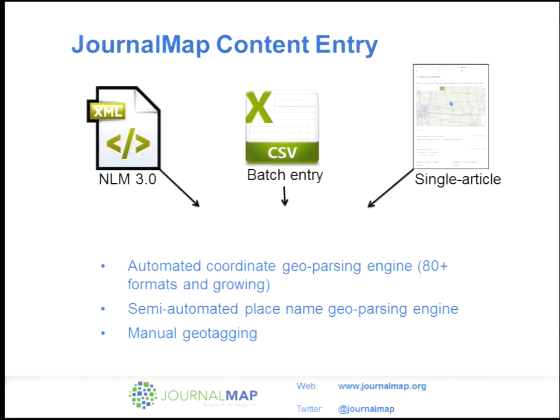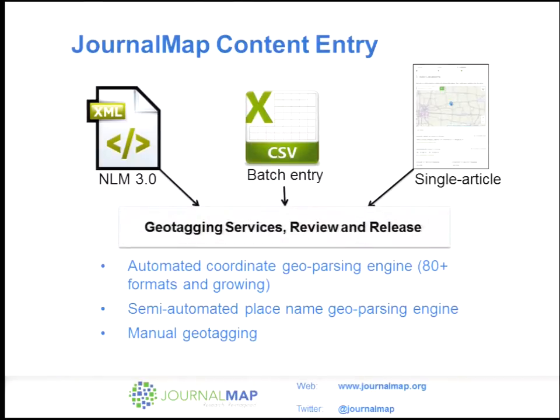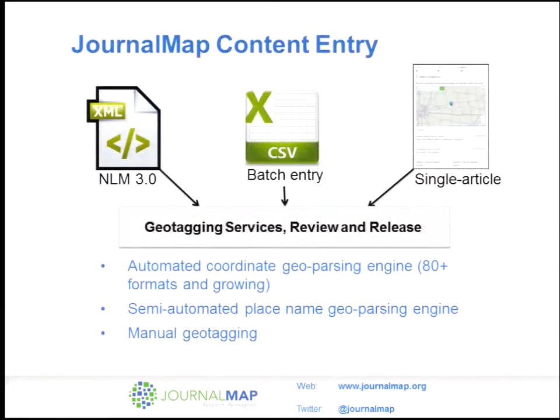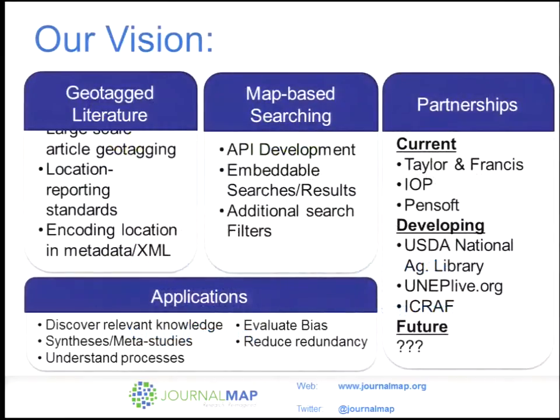So our vision with JournalMap is to see this idea of geographic-based literature discovery become widespread in the publishing community. There's a lot of stuff that we're doing to try to make that happen. I talked earlier today about the need for publishing standards, for location reporting standards to enable this. We're partnering with a number of different people, most notably Taylor and Francis. It's really been helping us, and we're looking forward to additional partners as well.